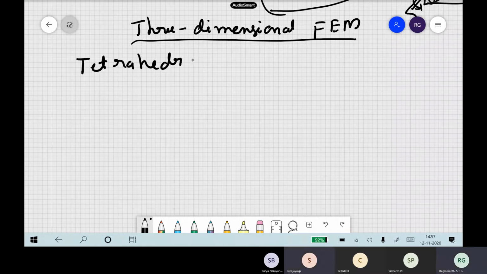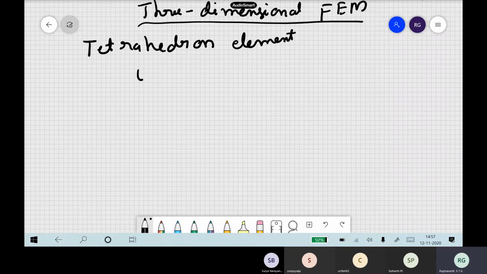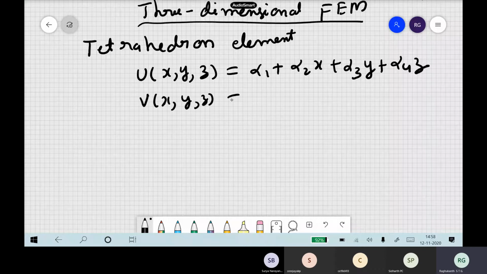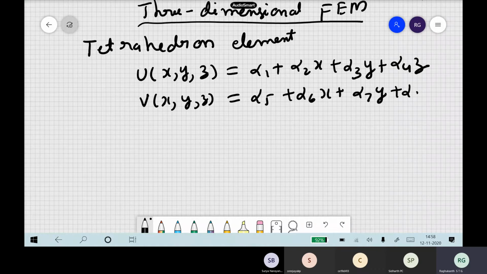Tetrahedron. You followed, right? We discussed it last class. It is a linear element, we have said already. So you have u(x, y, z), and we write alpha 1 plus alpha 2 times x plus alpha 3 times y plus alpha 4 times z. And similarly v(x, y, z) is alpha 5 plus alpha 6 into x plus alpha 7 into y plus alpha 8 into z.